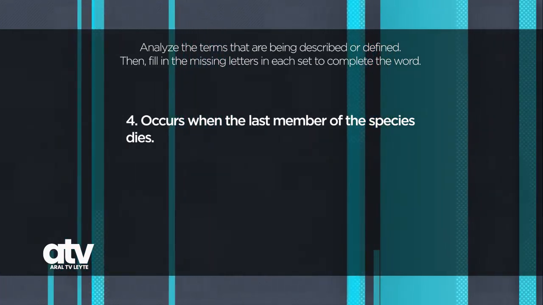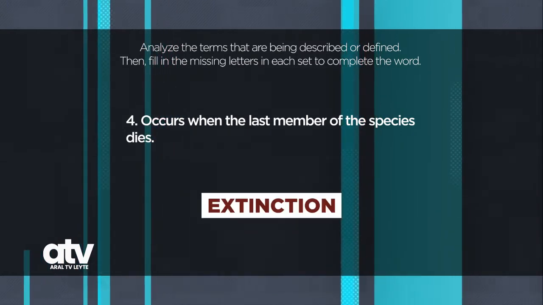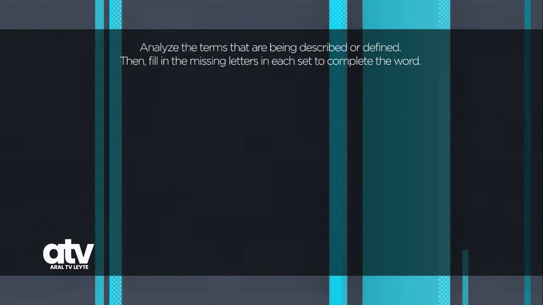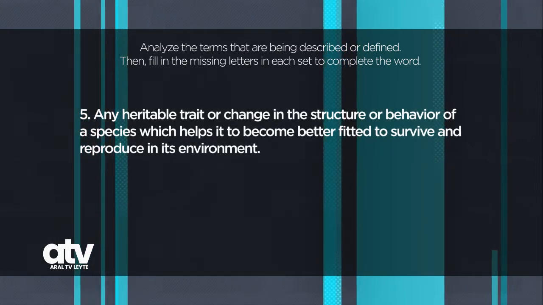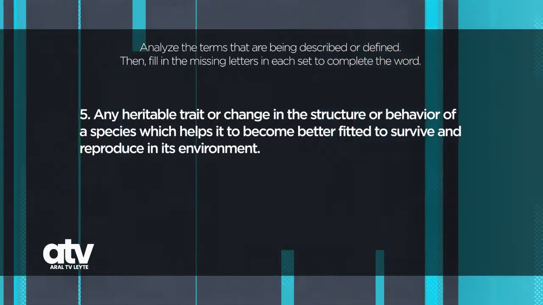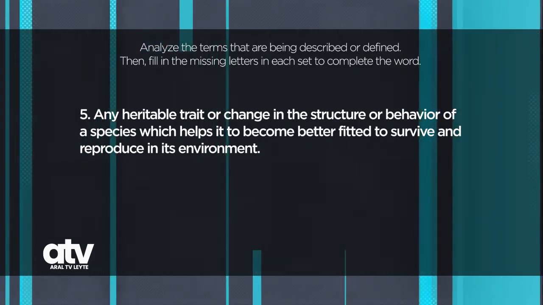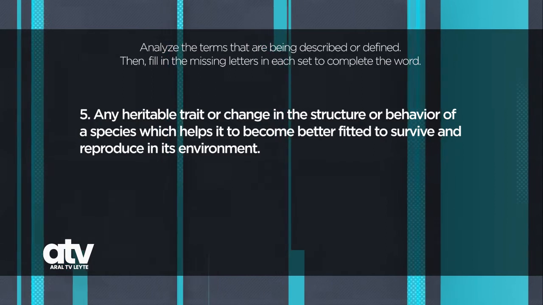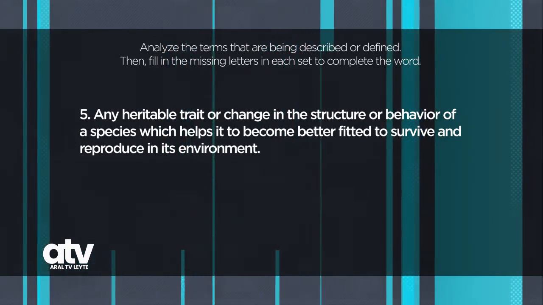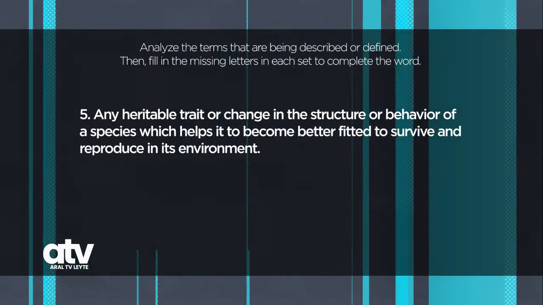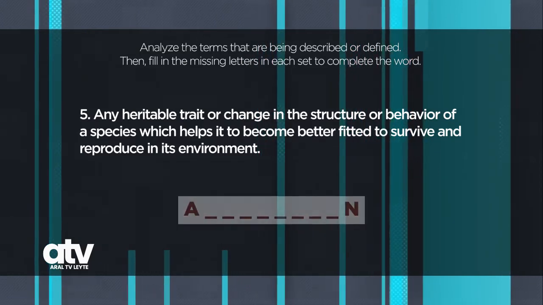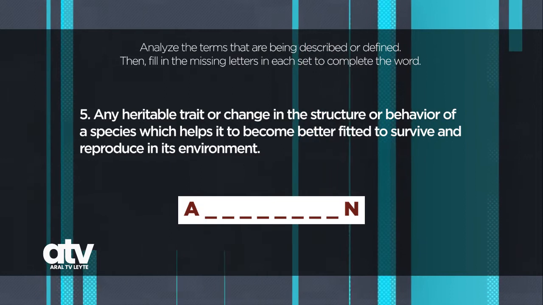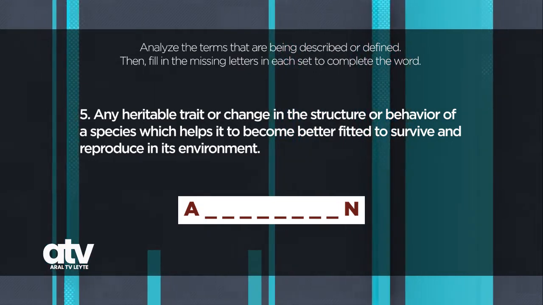Did you get it right? Good job! The answer is extinction. And number 5, a heritable trait or change in the structure or behavior of a species which helps it to become better fitted to survive and reproduce in its environment. The term has 10 letters that starts with letter A and ends with letter N.